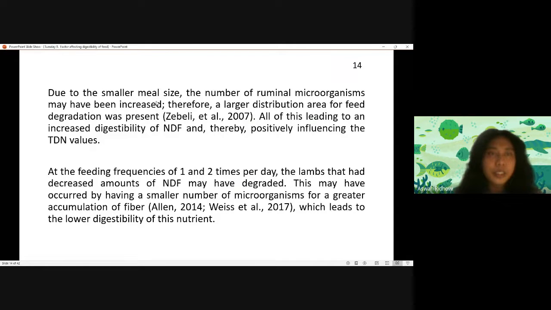Another explanation is that, due to the smaller meal size, the number of ruminal microorganisms may have increased. Therefore, a larger distribution area for feed degradation was present. All of this leads to an increase in digestibility of NDF, thereby positively influencing the total digestible nutrient value. At a feeding frequency of 1 or 2 times per day, the lambs had a decreased amount of NDF degraded. This may have occurred because of a smaller number of microorganisms for a greater accumulation of fiber, which leads to lower digestibility of this nutrient.